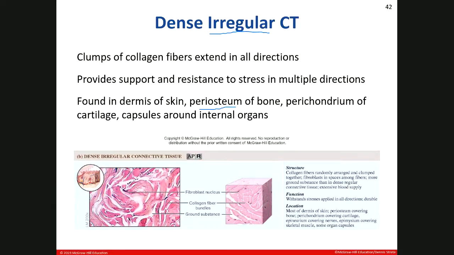That's where tendons and ligaments will attach to, okay? So it needs to be able to withstand multi-directional stresses. Perichondrium is your cartilage version of the periosteum. And then you have certain organs in your body that have capsules around them. Your kidneys, for example, have a capsule around them. Any capsule that surrounds an organ is going to be made of dense irregular connective tissue because things are going to attach to that capsule surrounding that organ.